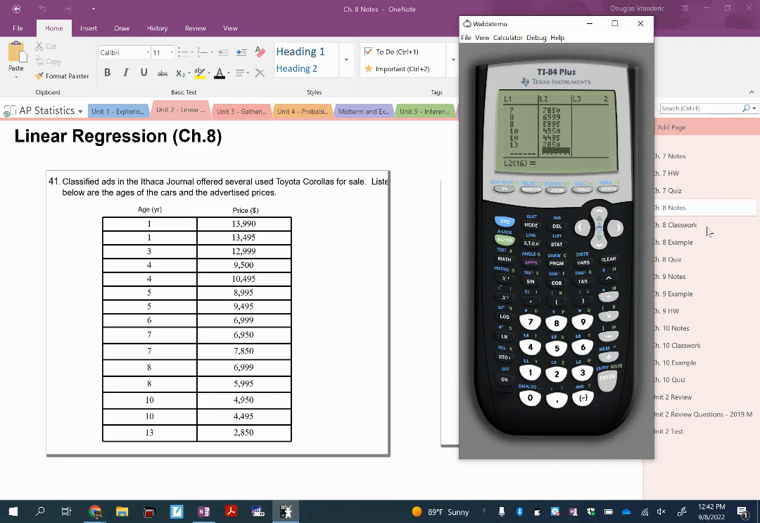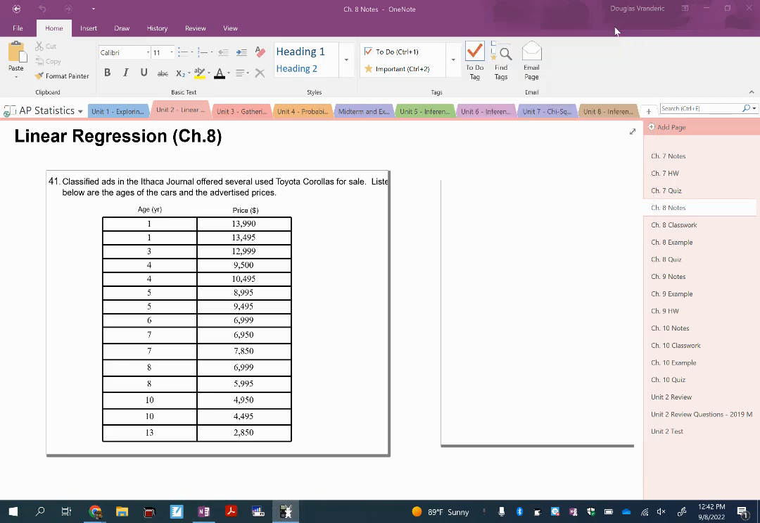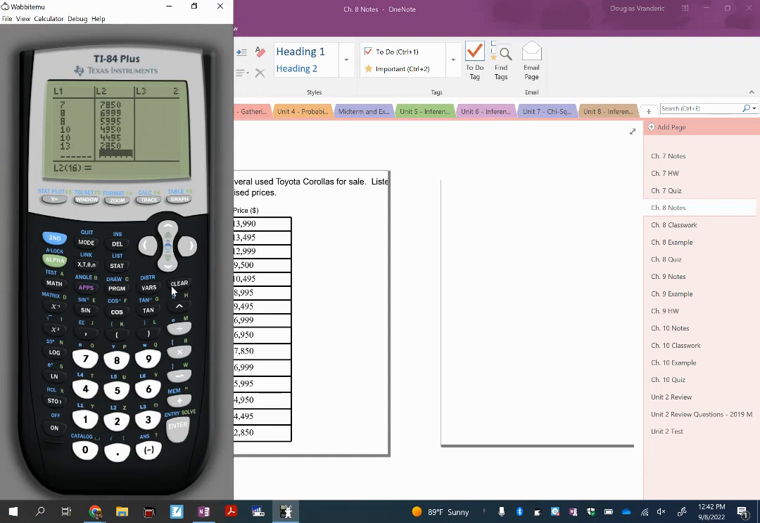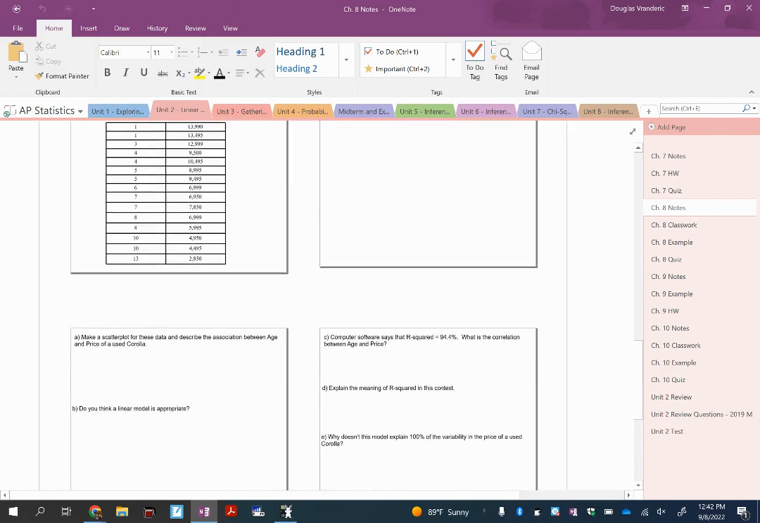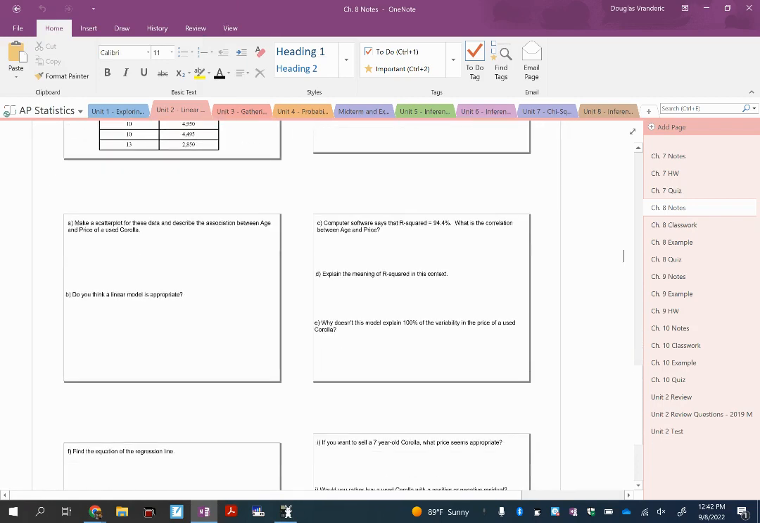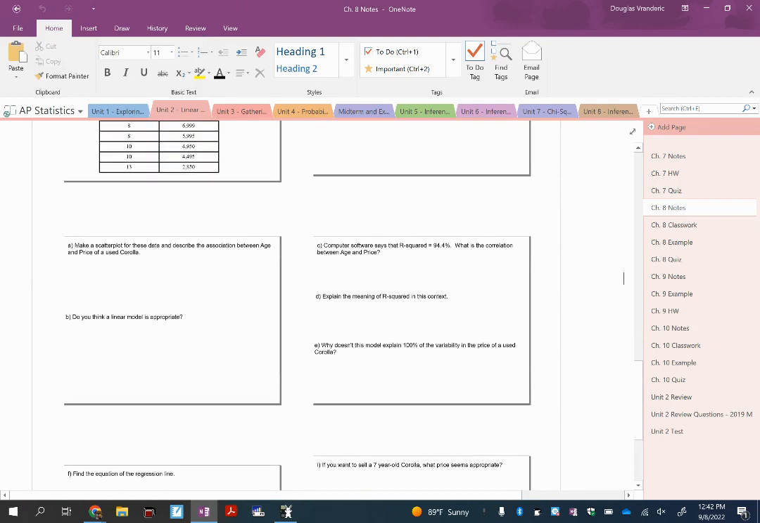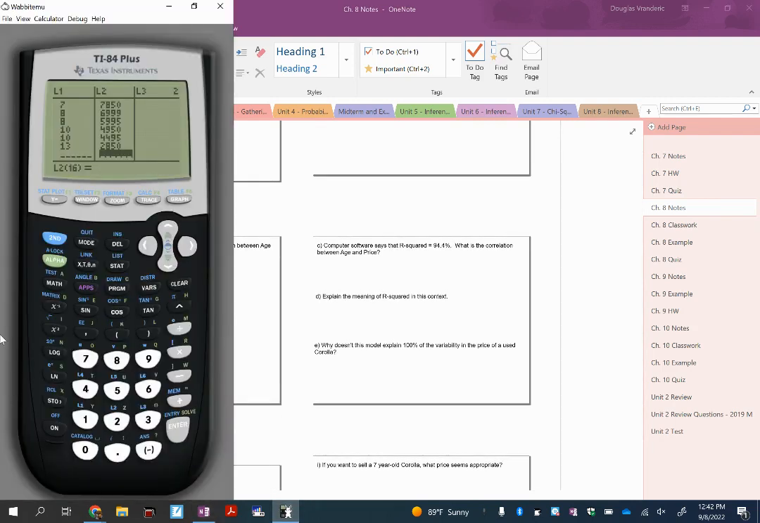All right, guys, so I've got them all in here for list 1 and list 2. I'm going to make it a little bit larger so you can see this. So the first step I'm going to do is create a scatter plot, right? You notice in your notes, we have a lot of things to answer, like describing the association between the age and the price of a used Corolla in letter A. So let's go ahead and just do second stat plot. Let's turn our first one on. And then we're going to do this scatter plot. I'm using list 1 as my X, list 2 as my Y, so we're good to go. So I'm going to hit graph and then zoom 9, which is zoom stat. All right, so here we go.